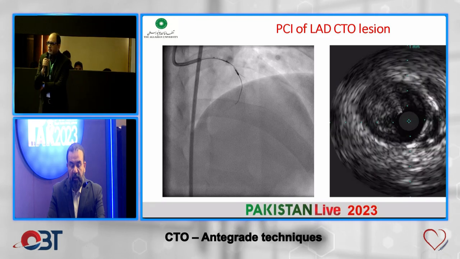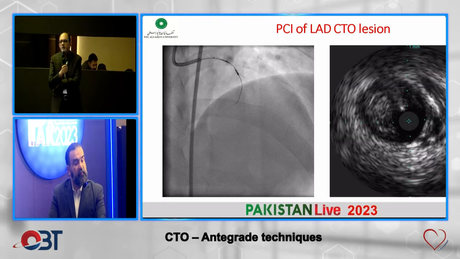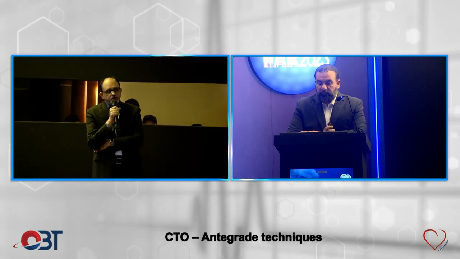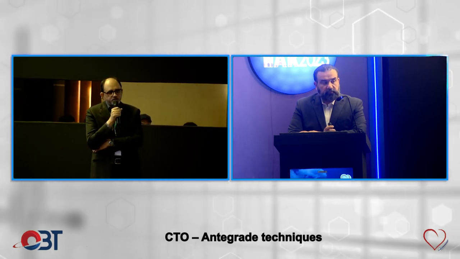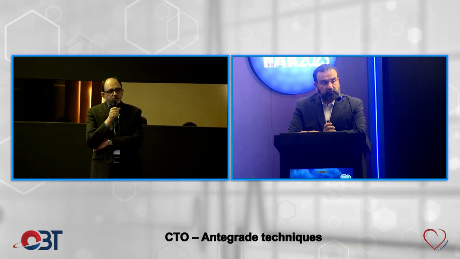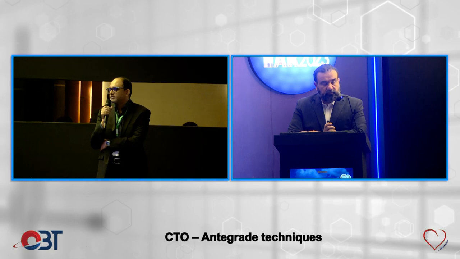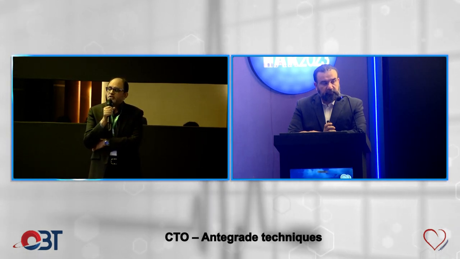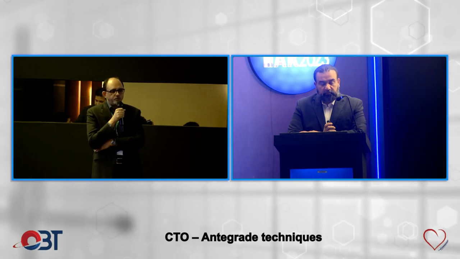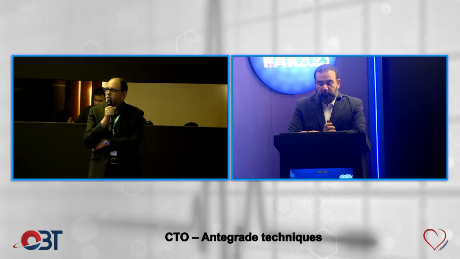That's very nice. This wire is a Fielder XT? So the question of which wire you will use depends on what you are seeing on the IVUS. If you're not seeing a lot of calcification on the IVUS image, then you can try a polymer coated wire like Fielder XT or Gladius Mongo. But if you're seeing a lot of calcification on the IVUS image, then your first choice can be Gaia or a puncture wire like Conquest Pro or Confianza Pro.